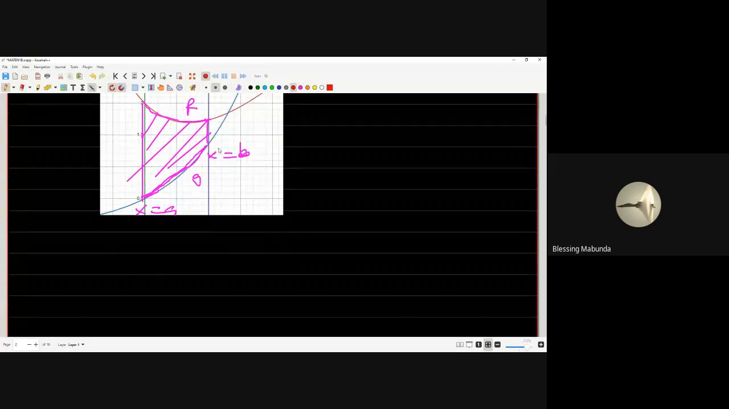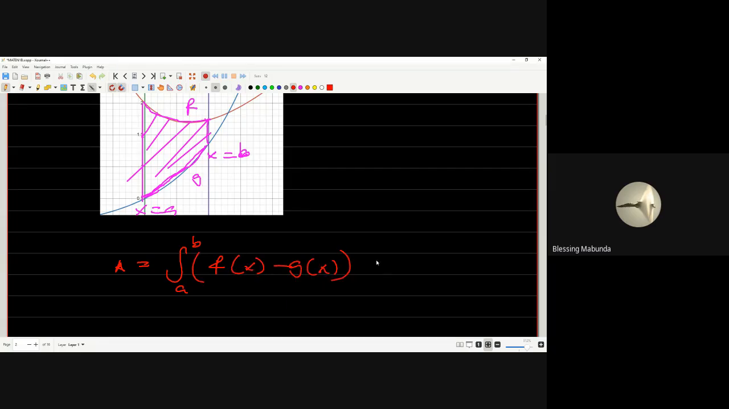So I'm going to keep this here for you. Our area here is the integral of f of x minus g of x dx. So it matters here which function is at the top and which is at the bottom. In an exam situation or test, you're not going to have a graphing tool. The tool is only meant to help you understand what it is you're doing here. But when you're in a test, you'll be expected to manually work out which function is at the top and which is at the bottom.